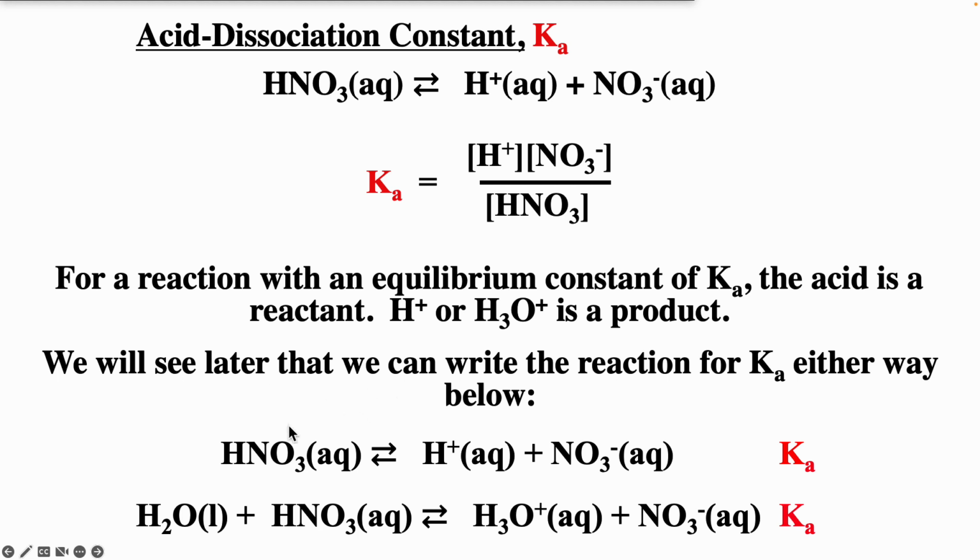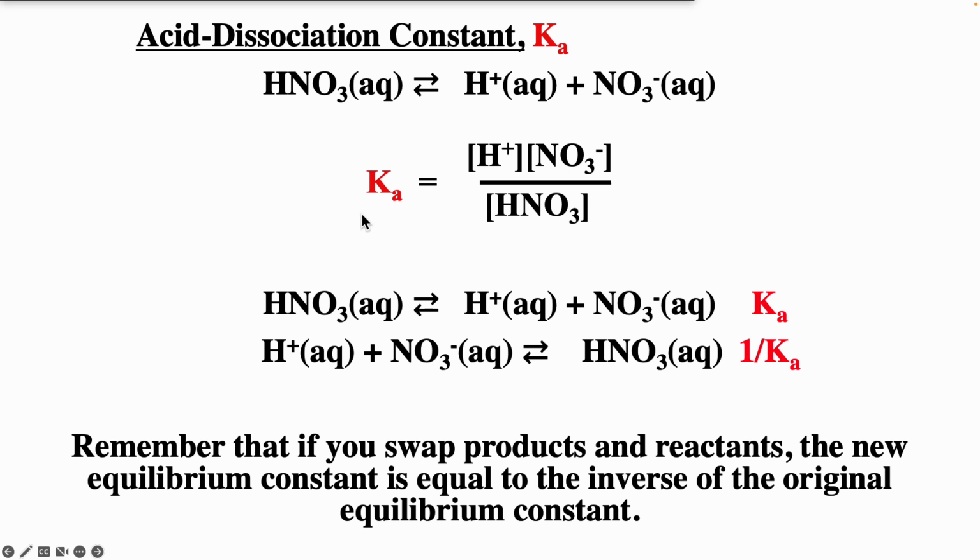We can write nitric acid forming hydrogen ions and nitrate ions. Sometimes we can also add water on this side, which gives us hydronium ion plus nitrate ion. What we'll see later is that the hydrogen ion and hydronium ion are actually the same thing. They just both represent hydrogen ion in water. Now again, if we write the products as reactants and reactants as products, we take the inverse of the equilibrium constant to get the equilibrium constant of the new reaction.